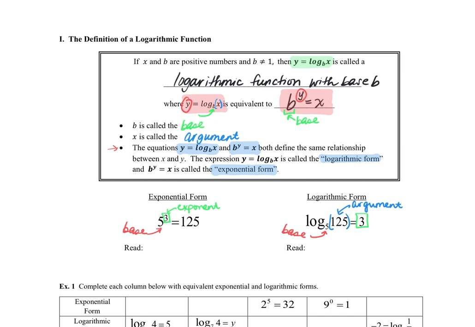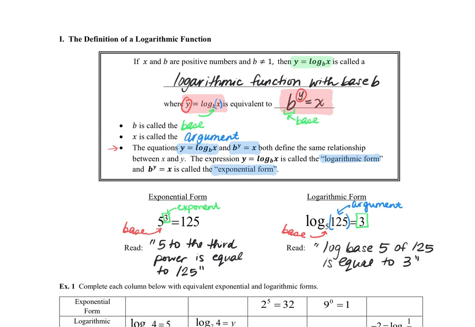Now let's go over how you read both of these notations. The exponential form would be read 5 to the third power is equal to 125. However, the logarithmic form would be read log base 5 of 125 is equal to 3. It's really important that we can write the exponential form and the logarithmic form correctly, but we can also say them correctly. Remember, we're learning a new language here, so we want to be able to speak the language, we want to be able to write the language, and of course, understand it as well.